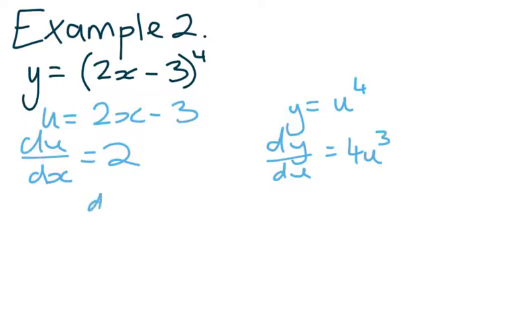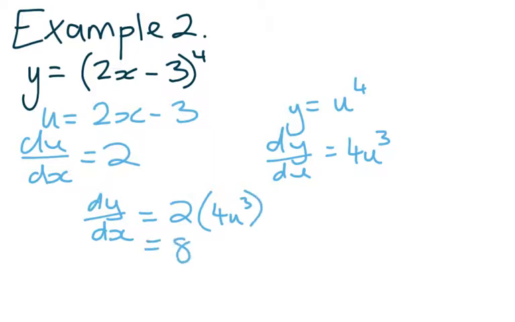Once I have that, I do the derivative using dy by dx and multiplying the two things together. So 2 lots of 4u cubed gives me 8u cubed. However, we can't keep a u value in there. We have to have it in terms of x. So we would just substitute our u function back in, which would give us 8 brackets 2x take 3 all to the power of 3.